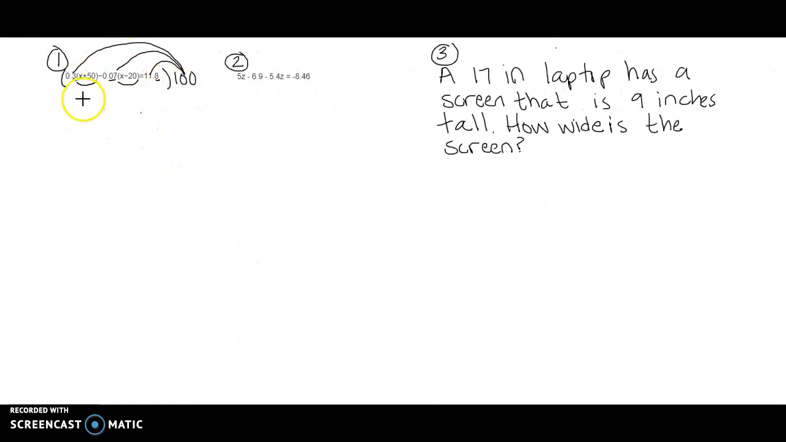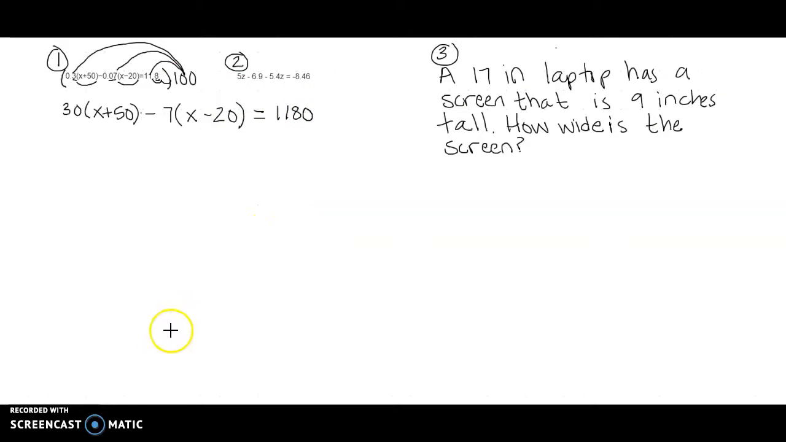So 0.3 times 100, I'm going to get 30. Still times x plus 50. Again, that didn't change because the 100 just got multiplied by the number in front. 0.07 times 100 is 7. Still times x minus 20. And then equals, I've got to move this one over twice as well, so I'll get 1,180.